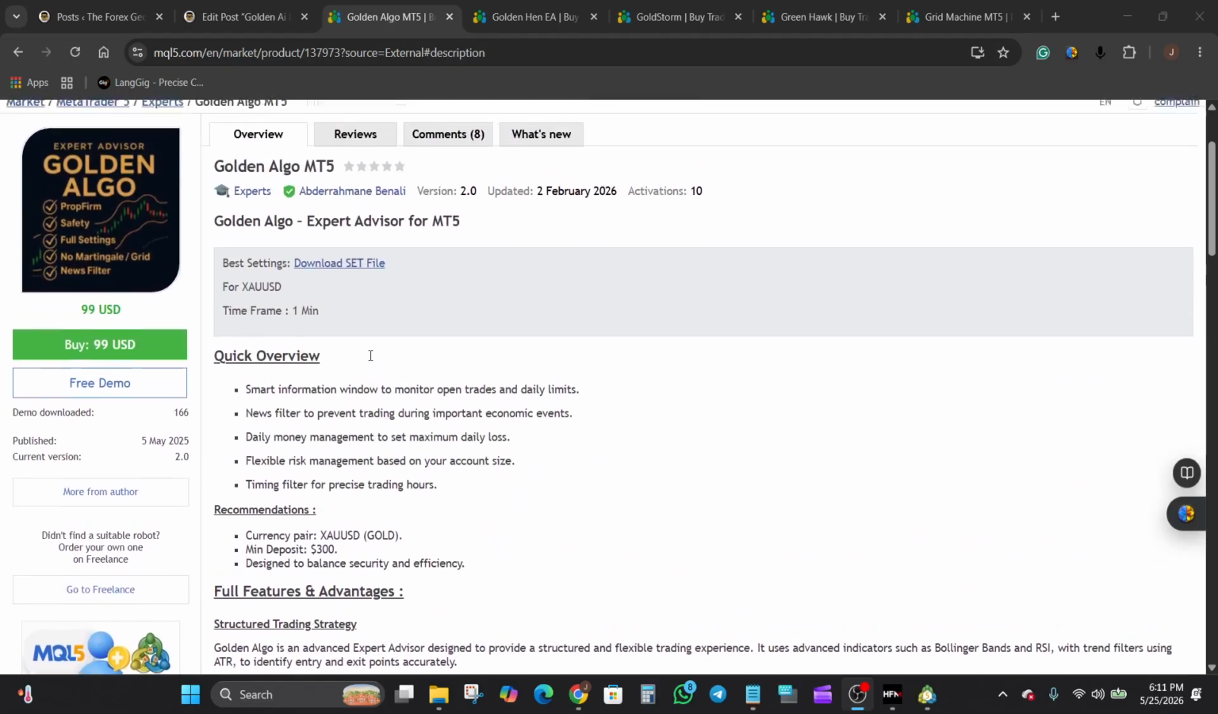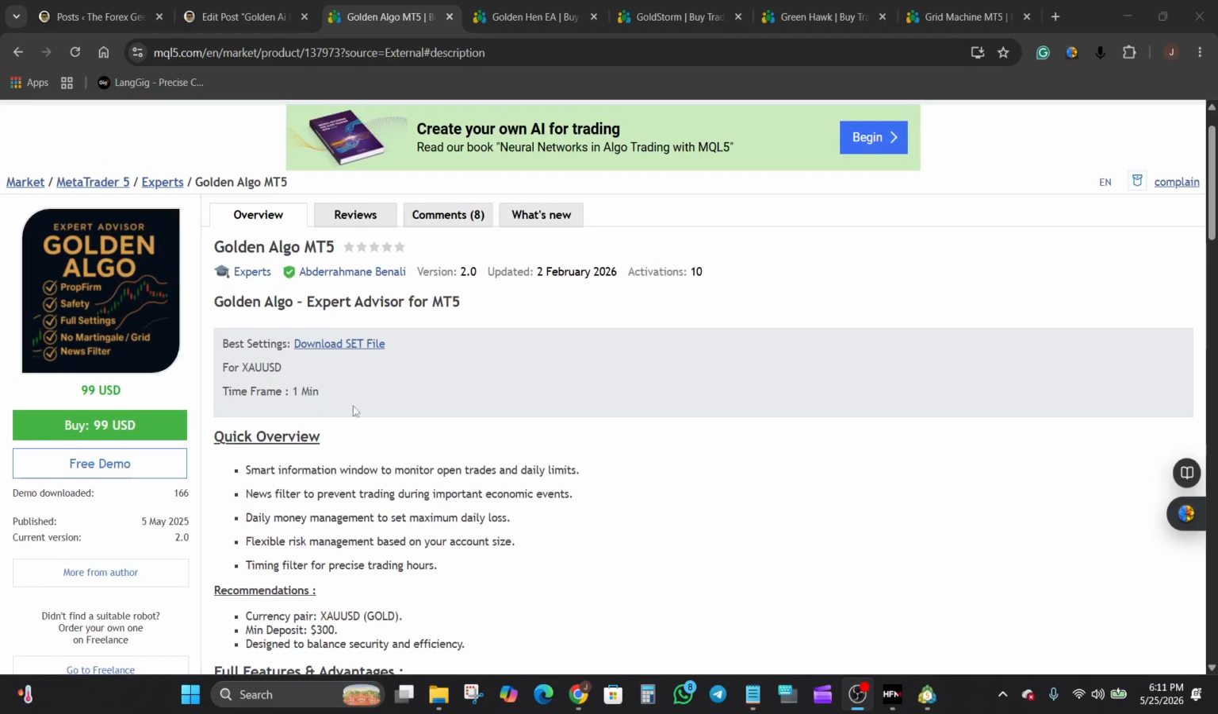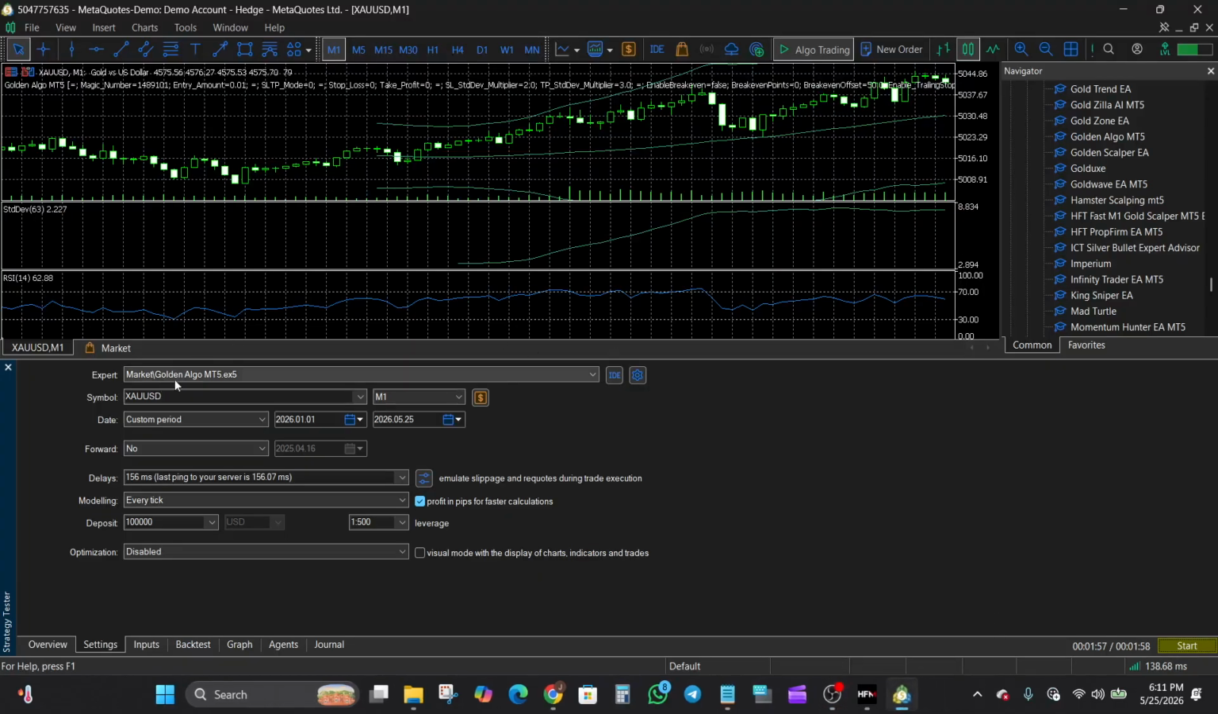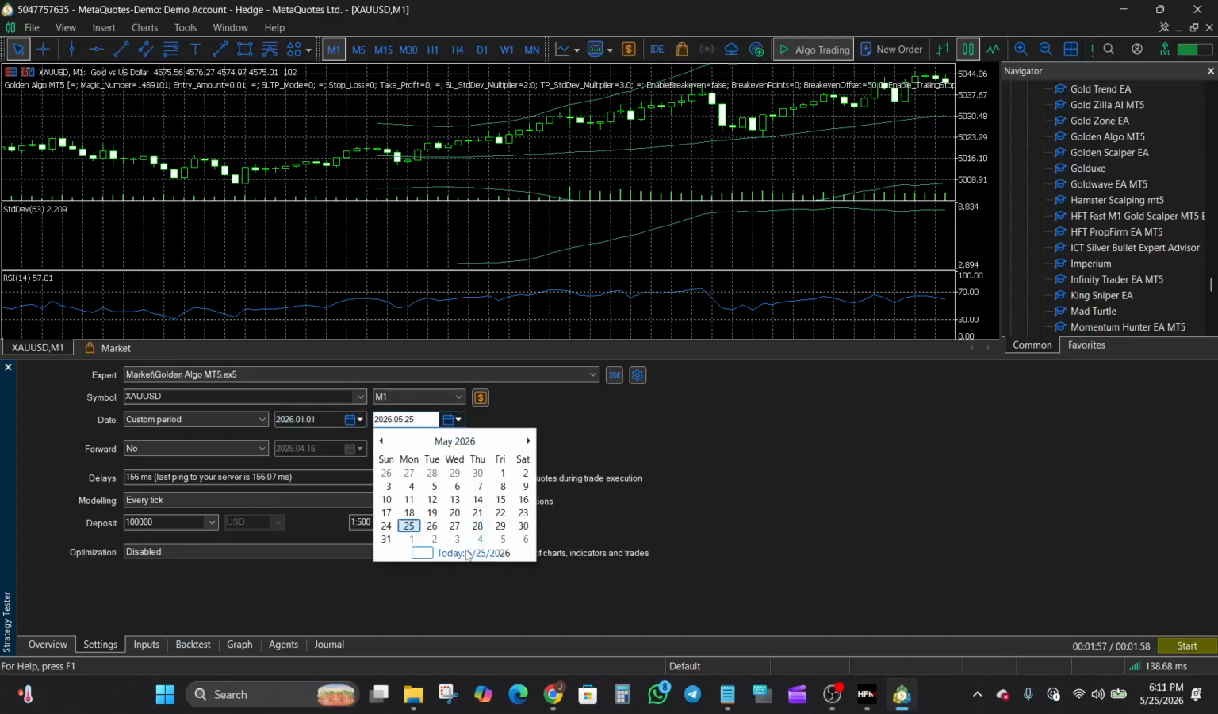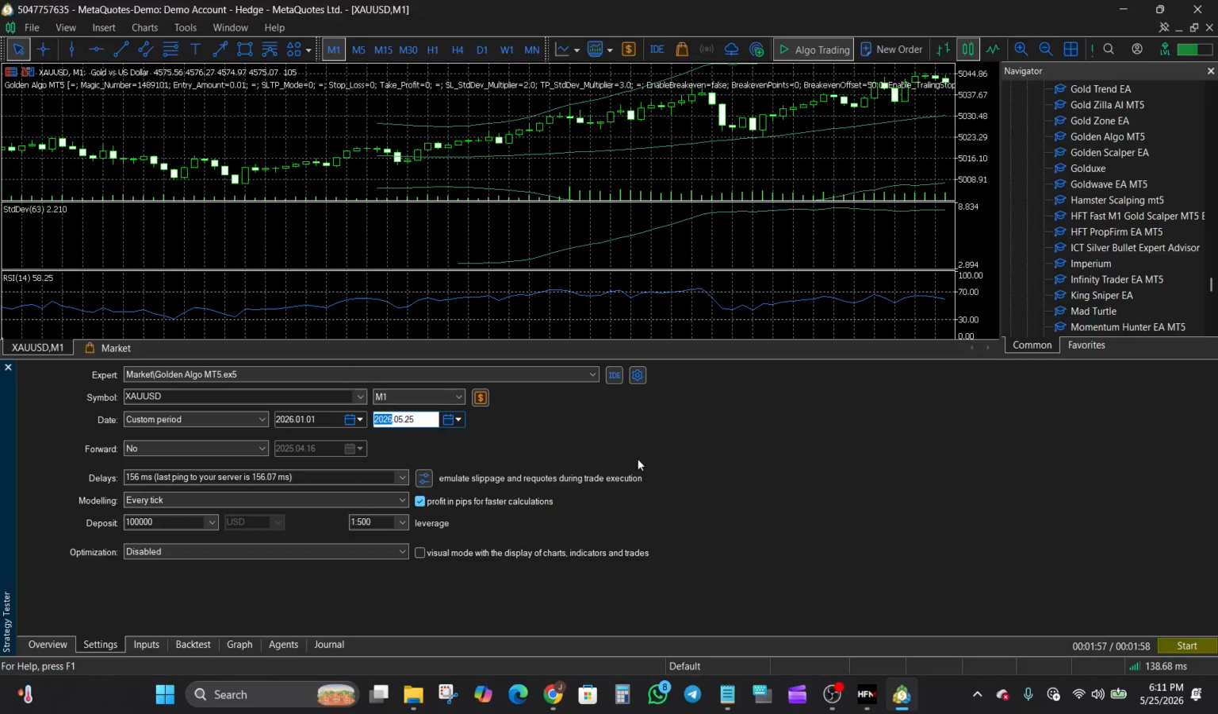So we are going to be testing the Golden Algo on XAUUSD on the 1 minute time frame. Here we go. So this is Golden Algo XAUUSD 1 minute time frame, running the test from the beginning of this year till date, so we can get a reasonable data for the backtesting. And then we can see that for the delays, we're using last ping to the server, every tick modeling. Okay, the test has already been concluded.